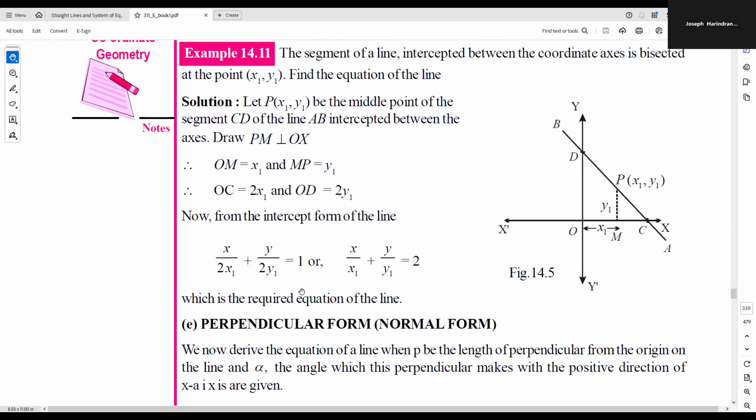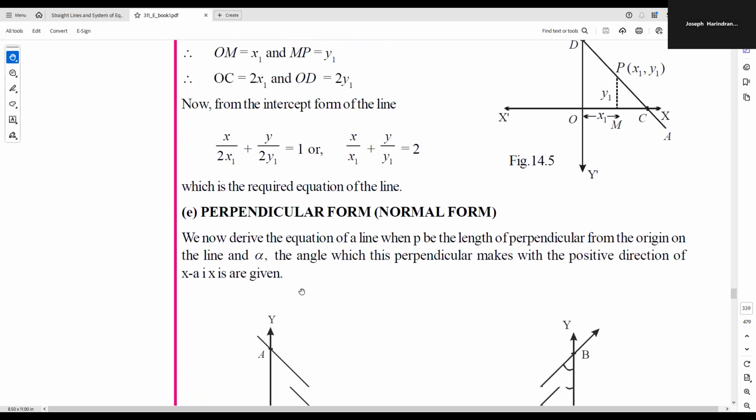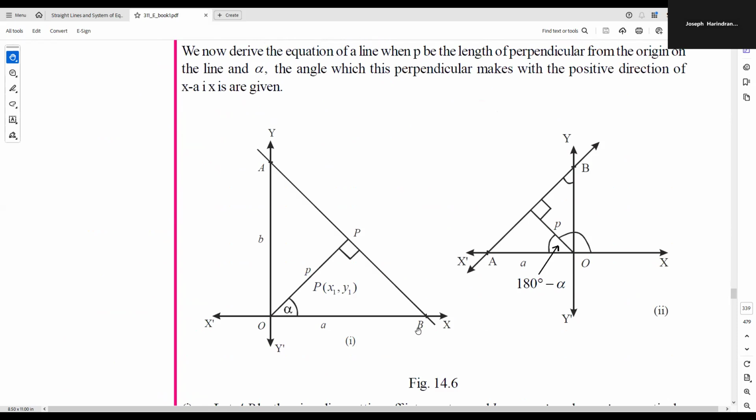Next, we move on to another important form, the perpendicular form or the normal form. It has two parameters. One is the length of the perpendicular, or the normal, drawn from the origin to the given line, which makes intercepts a and b along the x-axis and y-axis respectively. The length of the perpendicular from the origin OP is the distance, small p. We have taken a point P on the line itself, denoted by x1, y1.